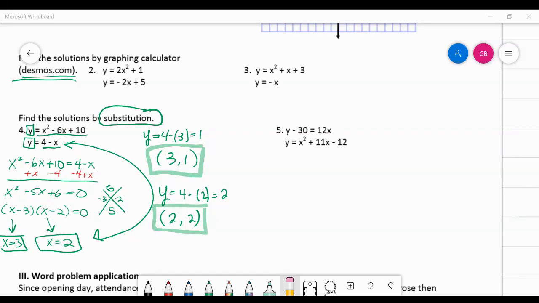Okay, another example, number 5. We have y minus 30 is equal to 12x, and y is equal to x squared plus 11x minus 12. Notice the first equation, y is not by itself, but we could fix it. I'm going to copy it over here so I have more room.